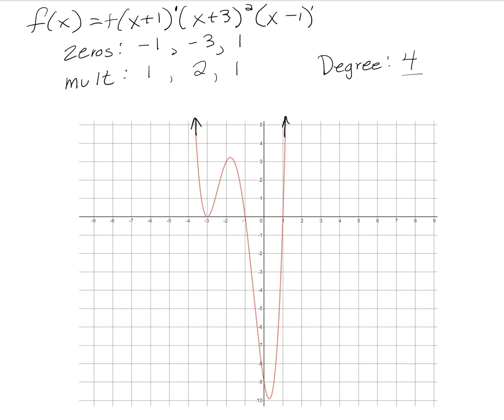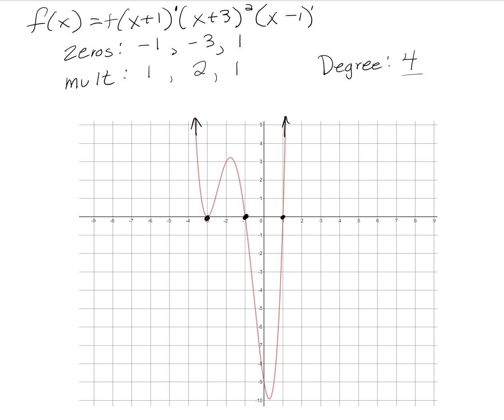That helps us at the ends, but it doesn't really help us in the middle. That's where the zeros come in. We know that we have a zero of -1, that one's right there. We have a zero of -3, that one's right there, and a zero of 1, and that one is right there.